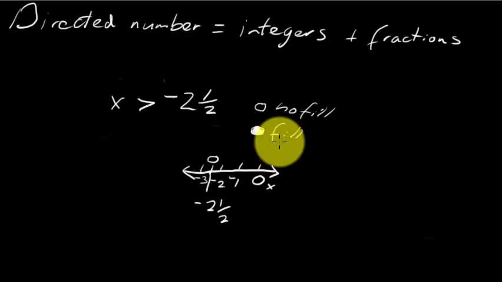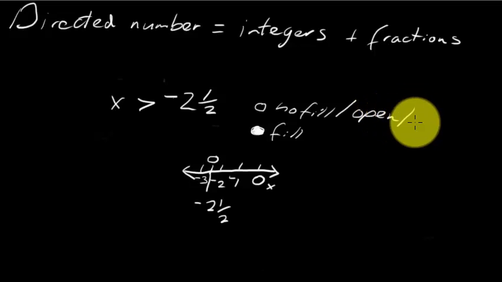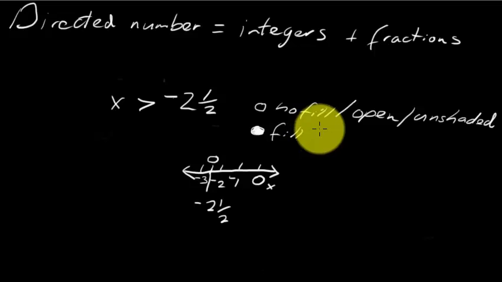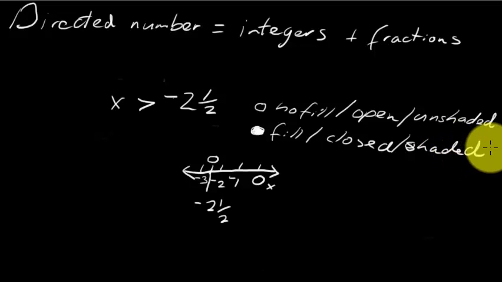Other terms for that are open and unshaded, and open and unshaded are the ones used in your book, so you should use those. And closed for filled. Other terms are closed or shaded. Okay, so you've got no fill, open, unshaded, and fill, closed, shaded. So we're using an open or unshaded circle here. And let's just draw the line like this.